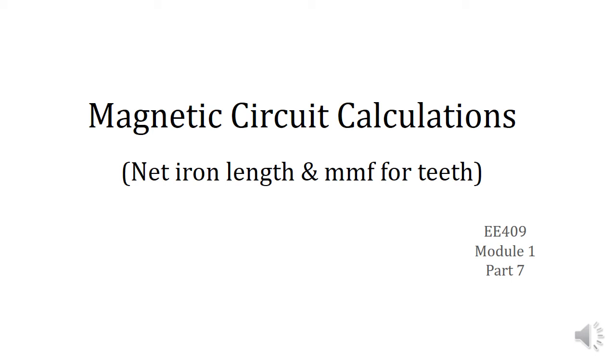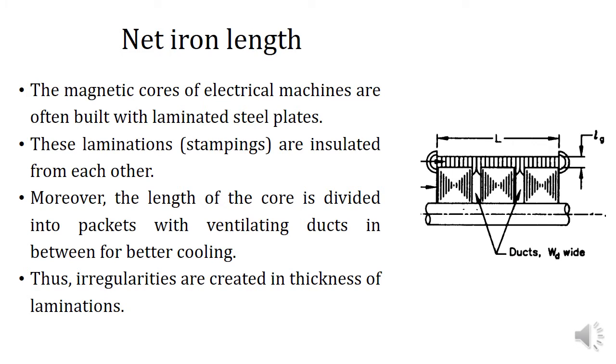In today's lecture, we will discuss the calculation of net iron length and MMF required for teeth. First of all, we'll discuss net iron length. The magnetic cores of electrical machines are often built with laminated steel plates, as shown in figure. These laminations or stampings are insulated from each other.